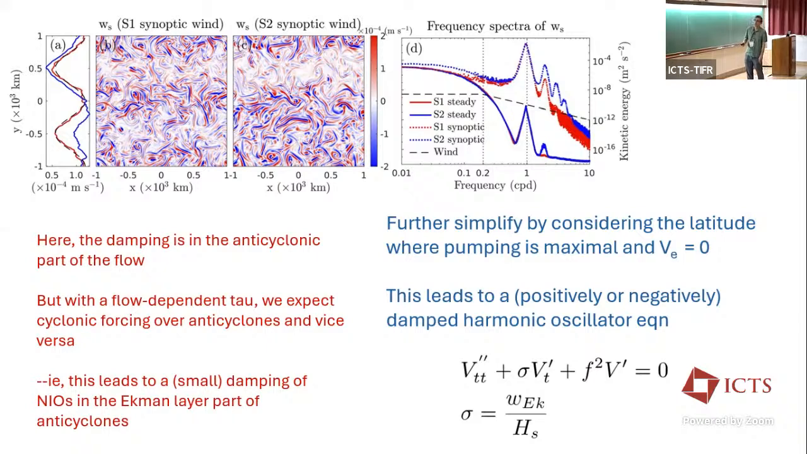So going back to the first part of my talk, if we had a flow-dependent tau, the cyclonic forcing is going to be over anticyclonic eddies. So we think of the near-inertial energy as rapidly leaving cyclones and accumulating in anticyclones, but in anticyclones there's a cyclonic forcing, and I'll get a slow damping of near-inertial oscillations in the top part of these anticyclones out of this mechanism.